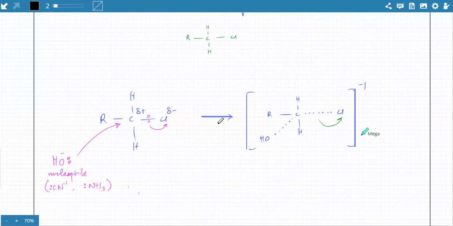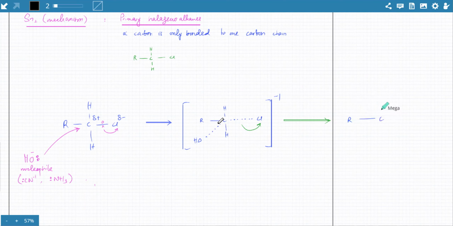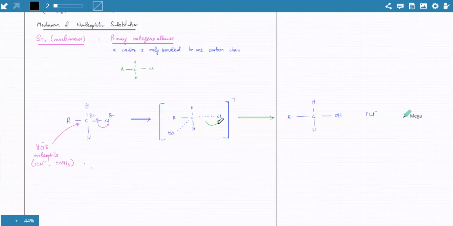And in the next part, the Cl eventually breaks off. So that's your final move that's happening. So your molecule now is going to look exactly the same, except that the Cl is now gone, and OH has taken its place. So the Cl minus one has broken off. So that's your final step.